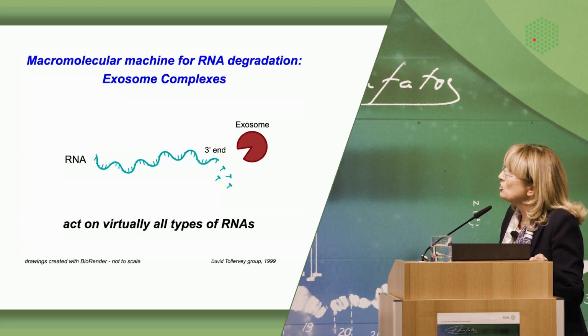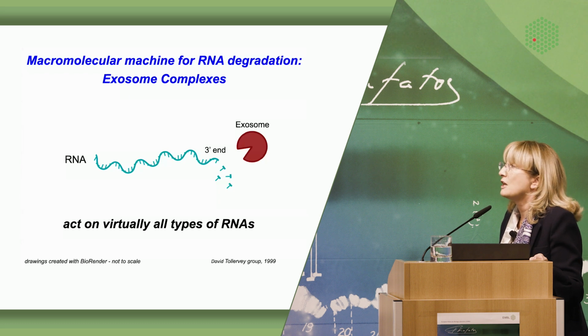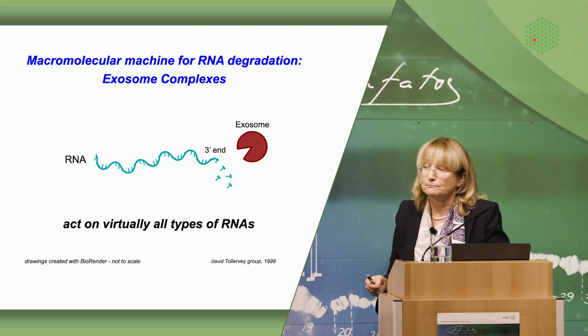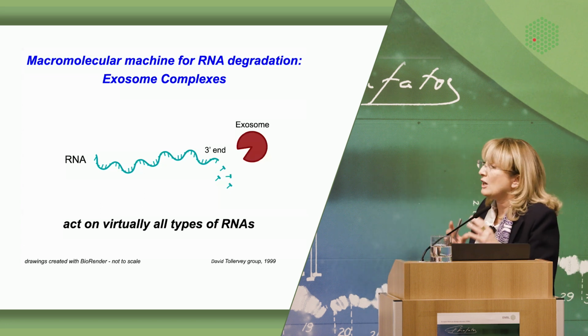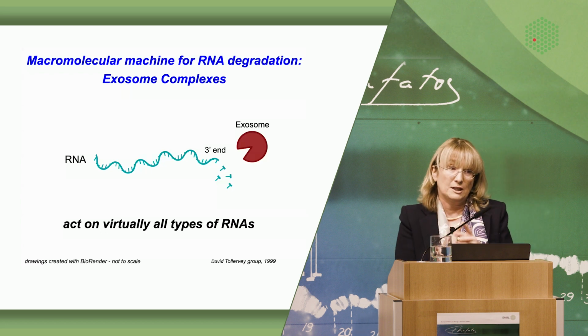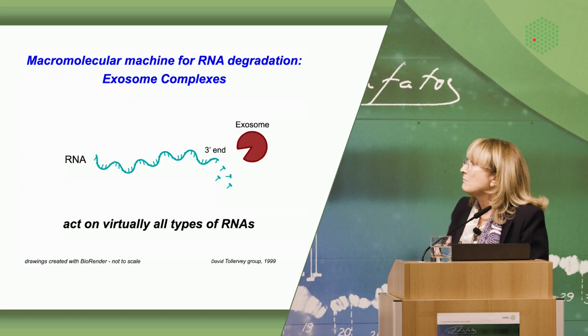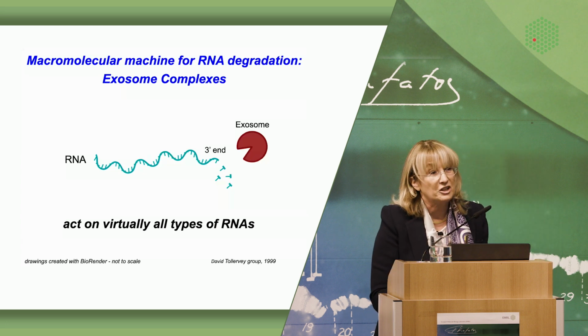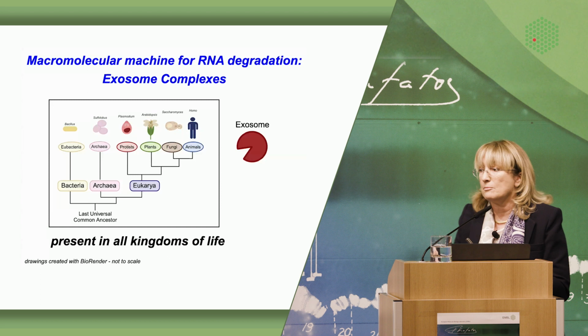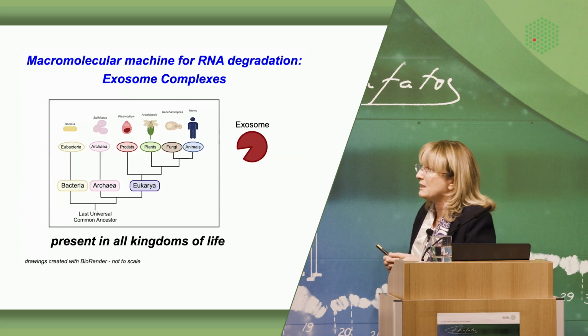And this was actually a machine that was discovered by David Tollervey when he was at EMBL. Now, this machine exists in different types, depending on the context, although the heart of the complex of the molecules are the same. And it acts on virtually all types of RNAs. It's actually a very ancient machine. Exosome-like complexes are present in all domains of life.